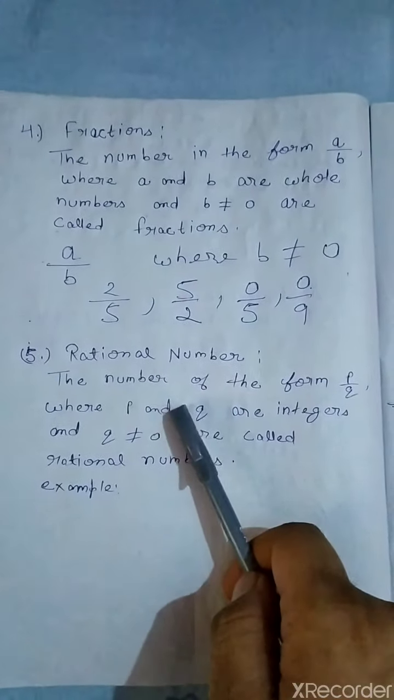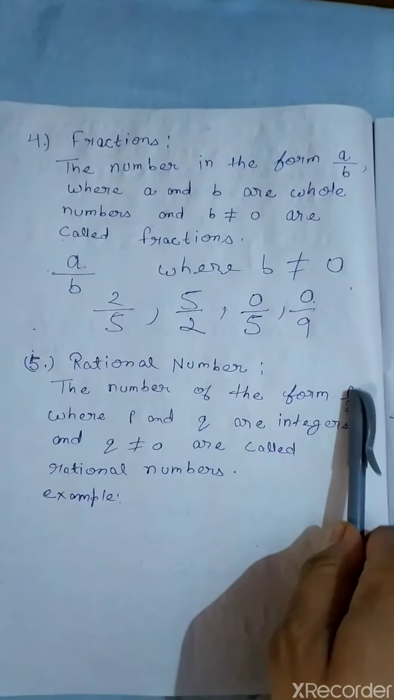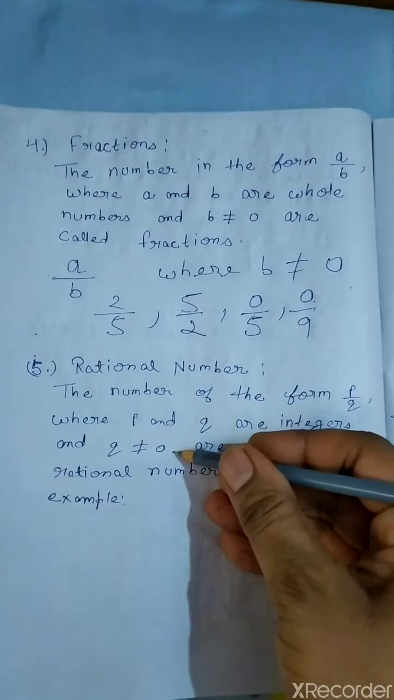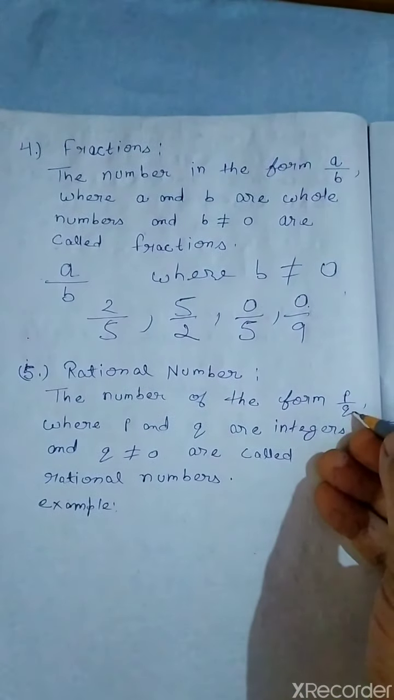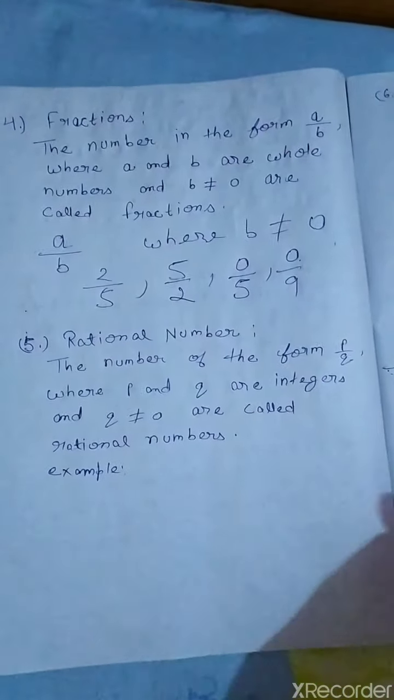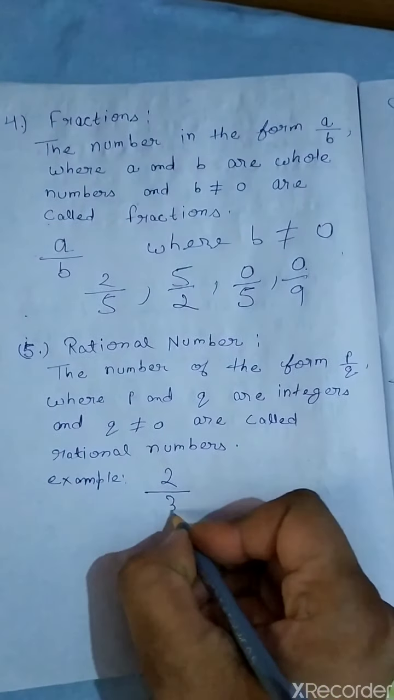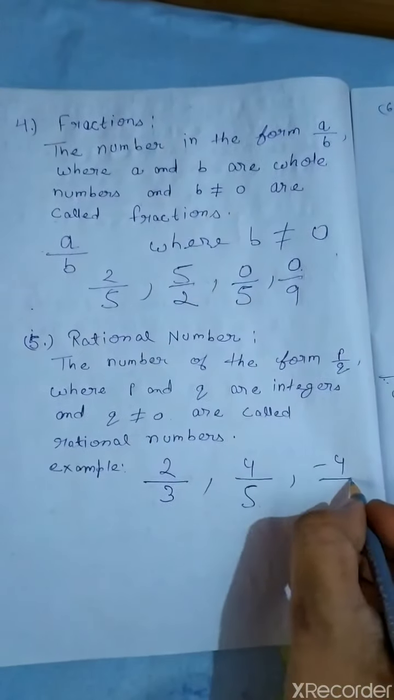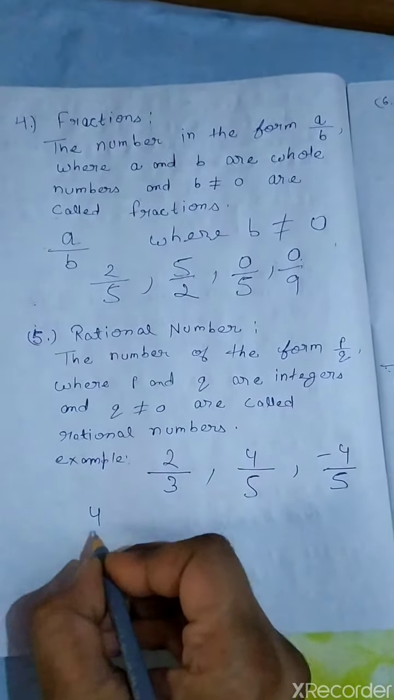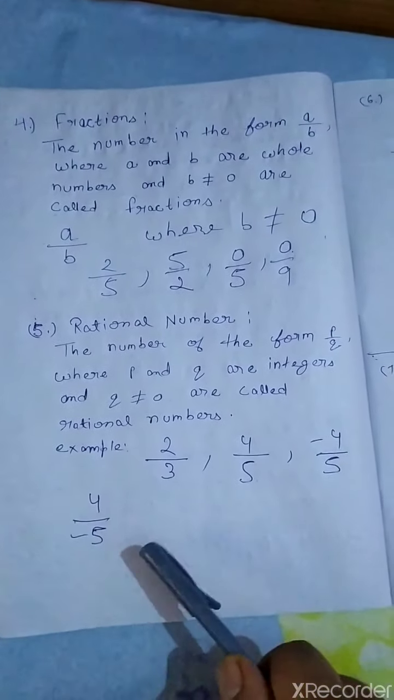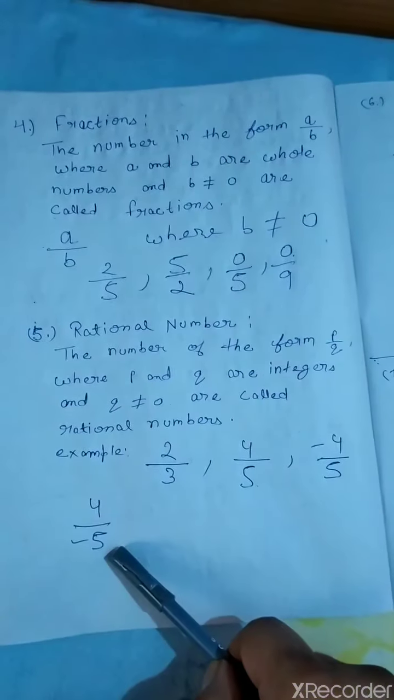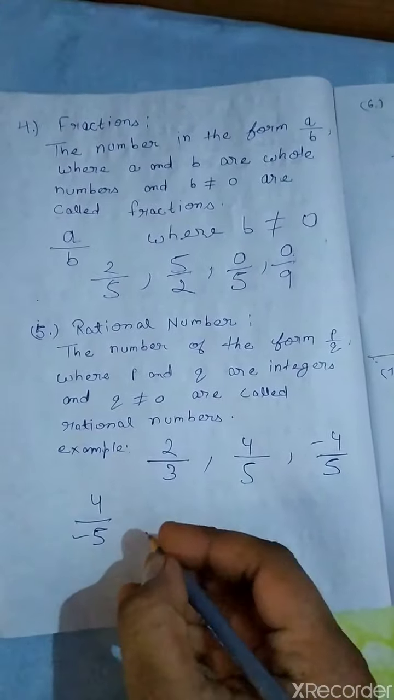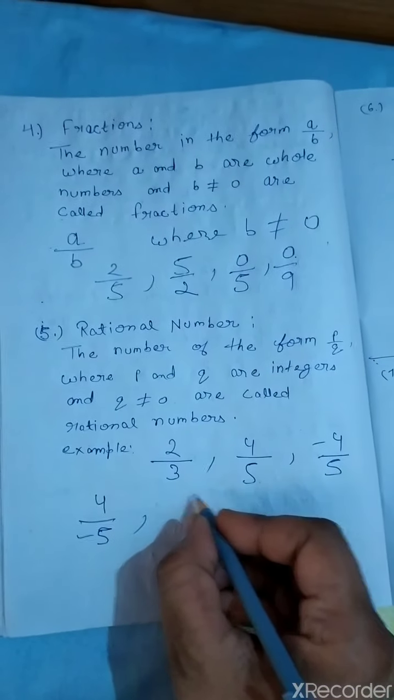Next, the rational number. A number in the form p by q, again numerator by denominator, where p and q are integers but q cannot be equal to 0, that means the denominator cannot be 0. Such numbers are known as rational numbers, such as 2 by 3, 4 by 5. We can take -4 by 5 also, or 4 by -5. The numerator can be negative, or the denominator can be negative, or both can be negative.